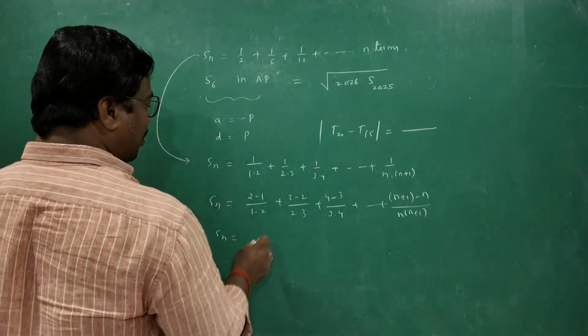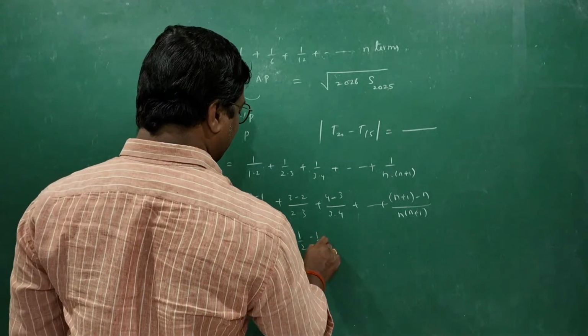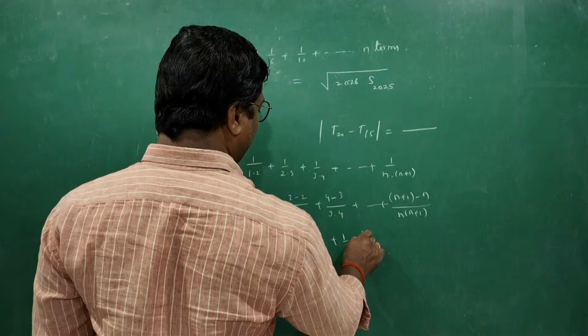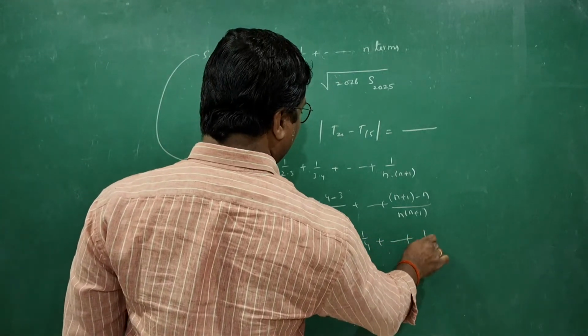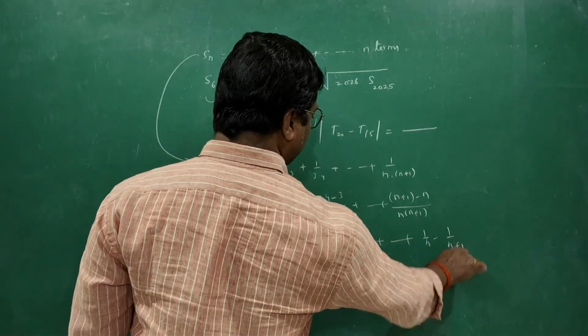On solving we get 2 gets cancelled, 1 minus 1 by 2. 3 gets cancelled, 1 by 2 minus 1 by 3. Next 1 by 3 minus 1 by 4 and so on, 1 by n minus 1 by n plus 1.